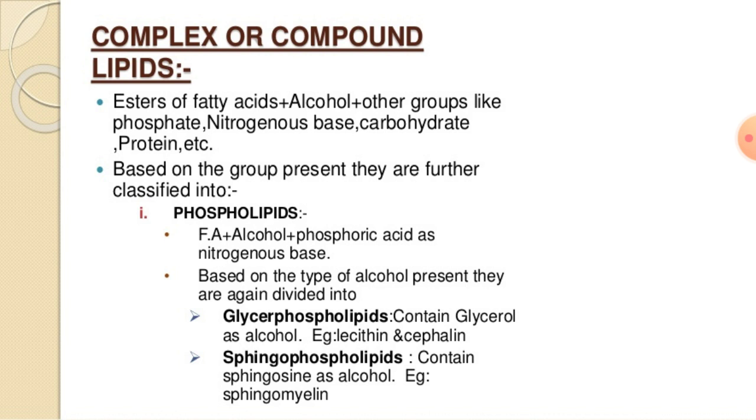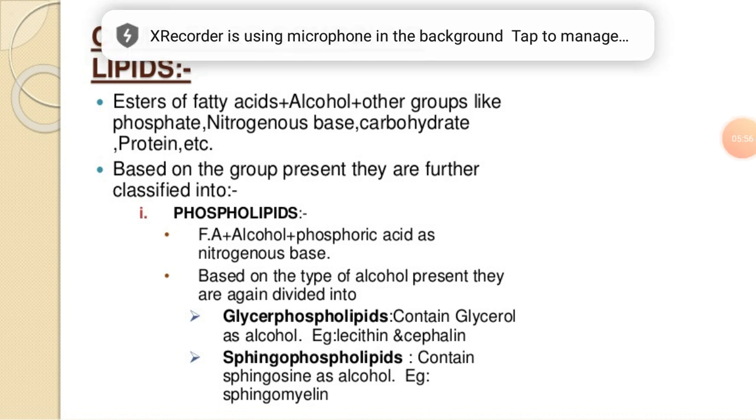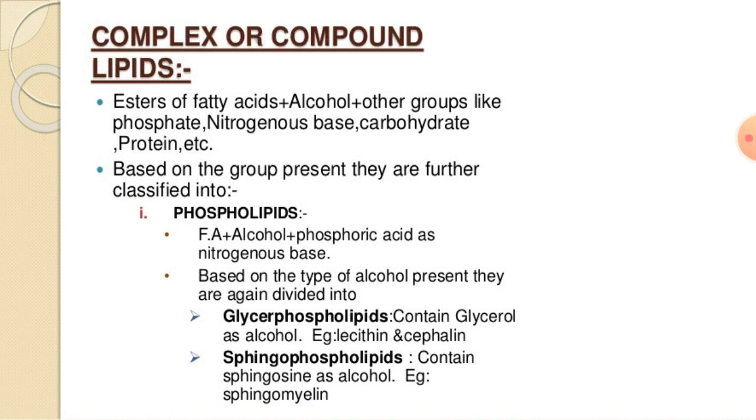Phospholipids are nothing but fatty acids plus alcohol plus phosphoric acid plus a nitrogenous base. Based on the type of alcohol present, they are again divided into glycerophospholipids and sphingophospholipids.